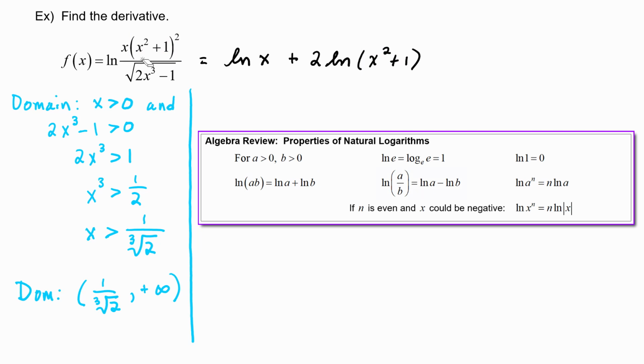Now we have a quotient, so we will subtract. In the denominator, we would want to write this as 2x cubed minus 1 to the 1/2 power. So I'm going to bring that 1/2 power out front times natural log of 2x cubed minus 1. And it's always okay to do this simplification in one step if you feel comfortable. If not, do it in a couple of steps, and that's fine too.